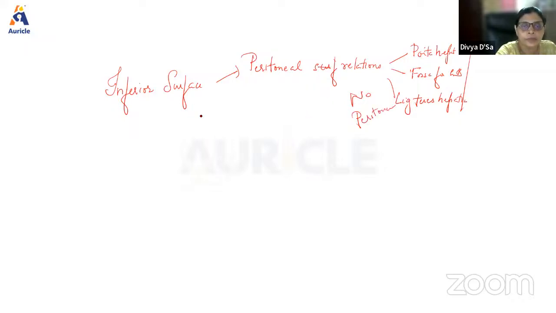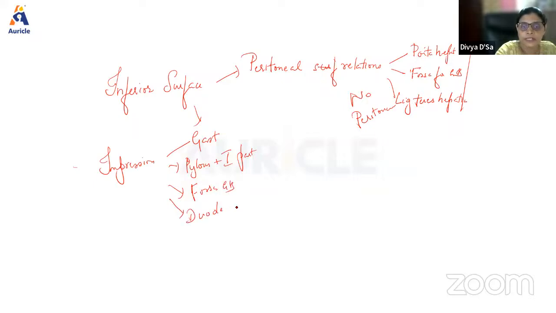Then you have to talk about all the impressions. From left to right, we have the gastric impression. Then we have the pyloric impression, that is the pylorus plus the first part of the duodenum. Then the fossa for the gallbladder, where the gallbladder lies. Then the duodenal impression, formed by the junction of the first and second parts of the duodenum. Then we have the colic impression, formed by the right colic flexure, and the renal impression, formed by the anterior surface of the right kidney. In addition, you have to talk about the porta hepatis as well as the fissure for the ligamentum venosum. These are the features you see on the inferior surface of the liver.